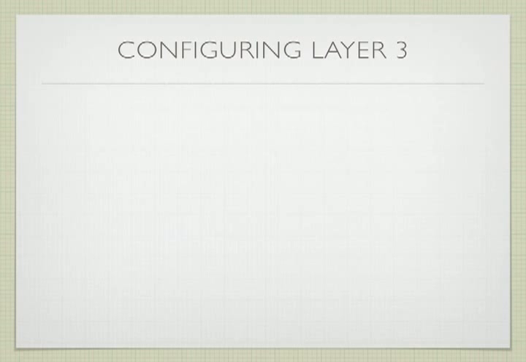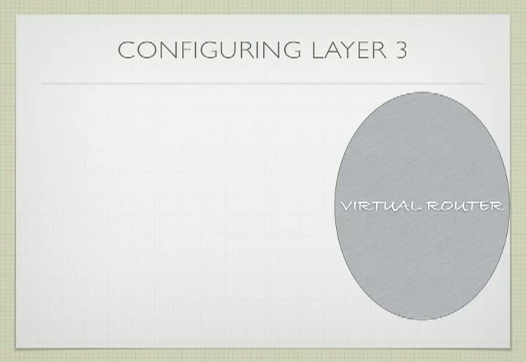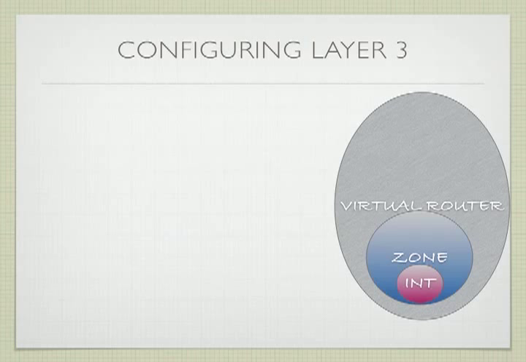So we're going to configure layer 3 on this device. We need to review quickly that we have a single virtual router which contains all of these devices. Your zone, either trust or untrust, is going to belong just to that virtual router. And then your interface is assigned to and owned by the zone. So the interfaces belong to the zones and the zones belong to the virtual routers. This is the strict hierarchy that ScreenOS has.